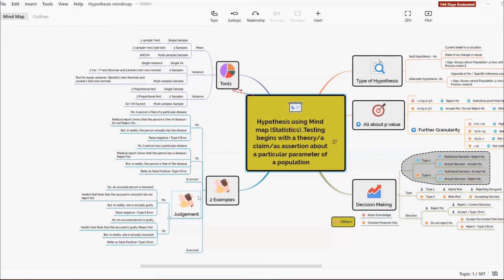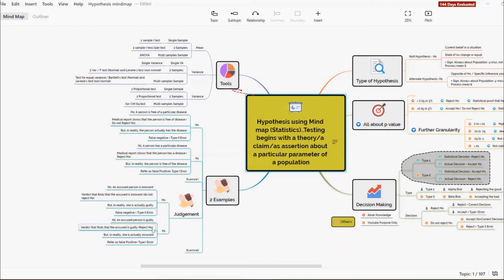Let's talk about example number two. It's a judgment one, a very interesting one. The null hypothesis is that an accused person is innocent. The alternate is that the accused person is guilty. From the null hypothesis standpoint, the verdict finds that the accused is innocent, do not reject the null hypothesis, but in reality, the person is actually guilty. That is a false negative, called type 2 error.